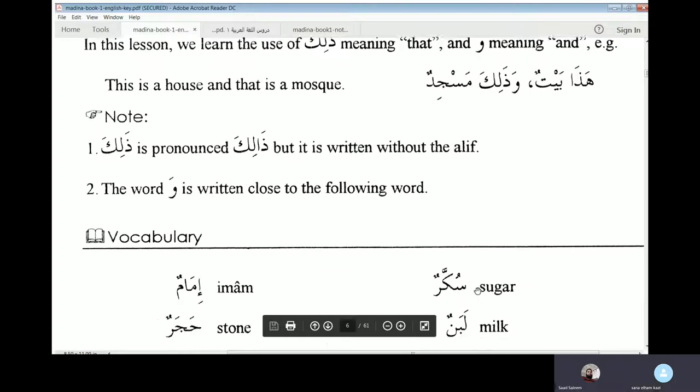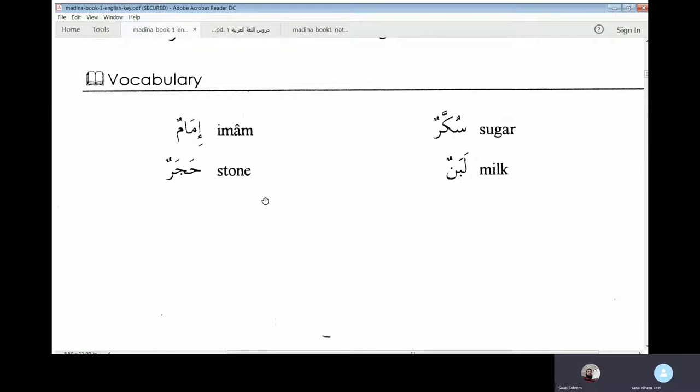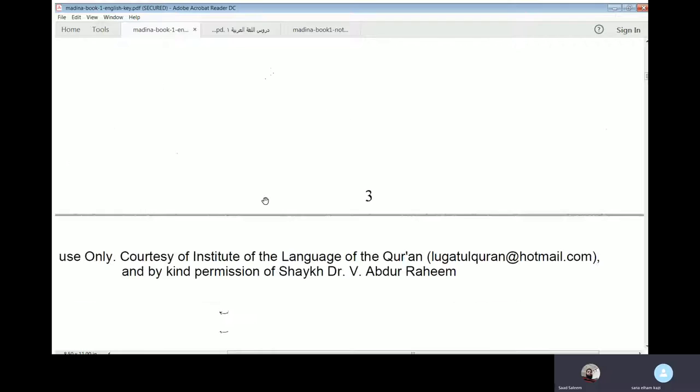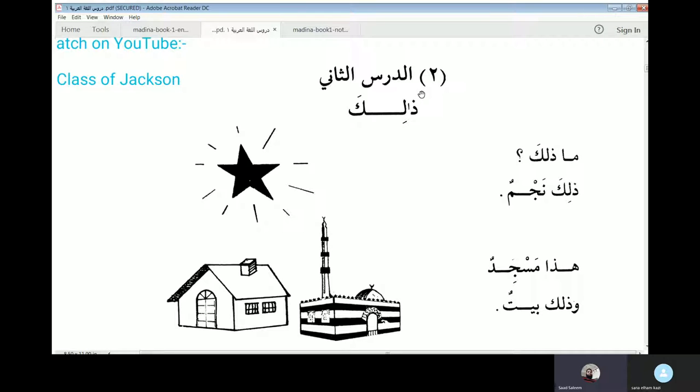Okay. Next vocabulary. Sukkarun, sugar. Imamun, imam. Labanun, milk. Hajarun, stone. Read this. Ad-darsus-sani, second lesson. Zalika, that. Ma zalika, what is that?